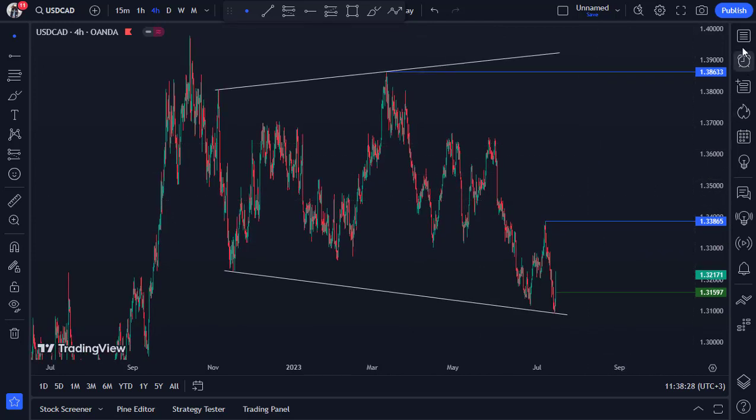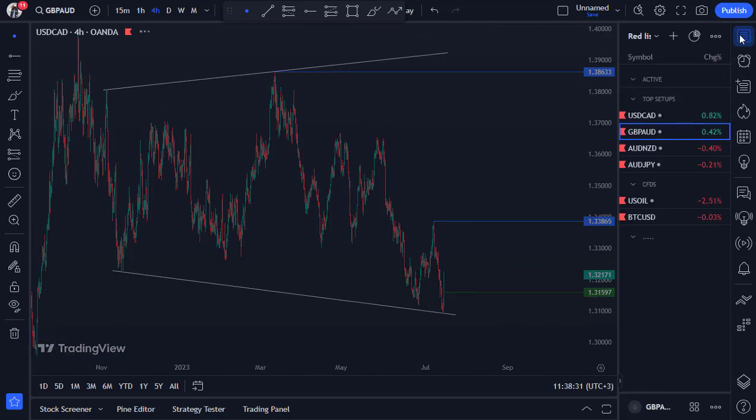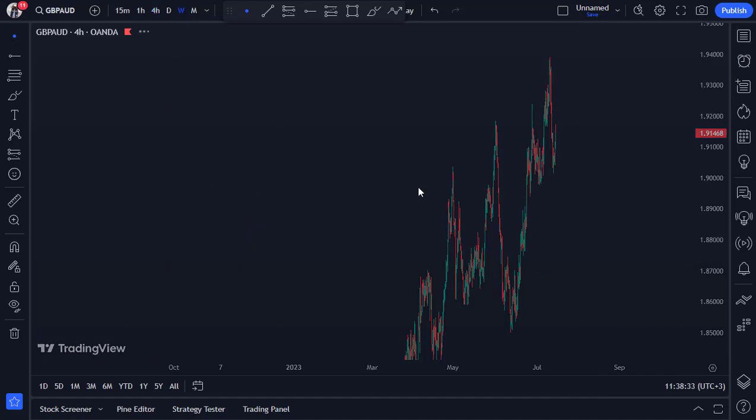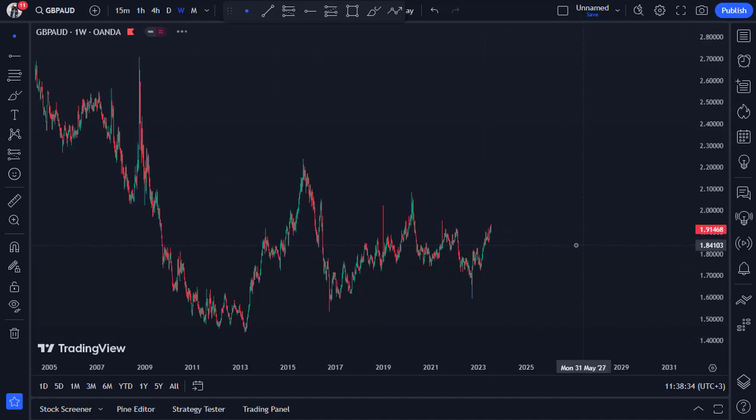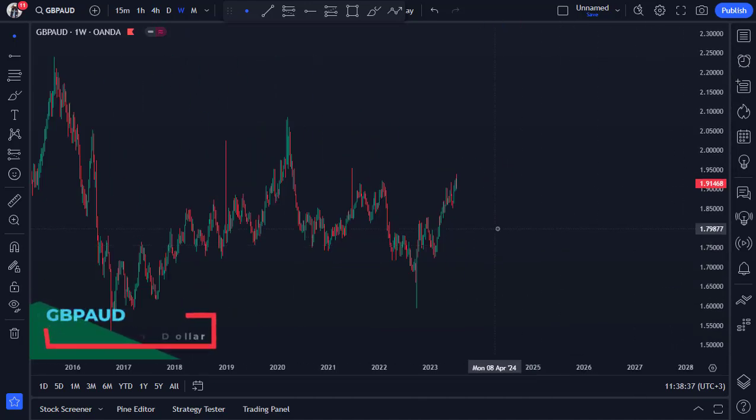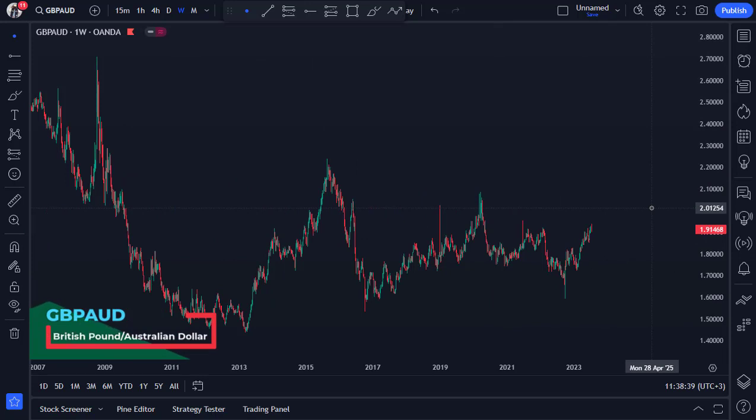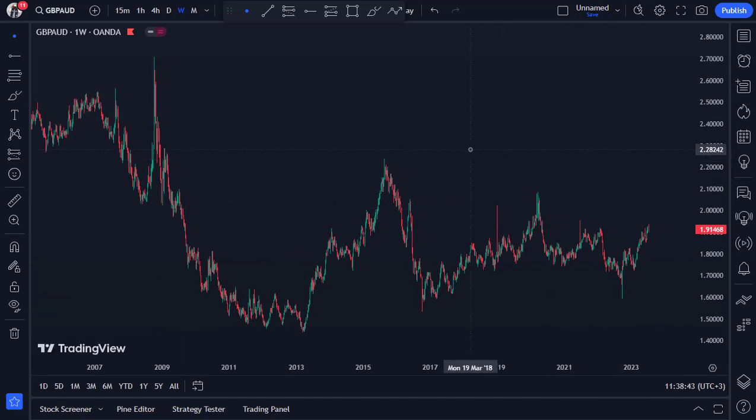Okay, now next one, we go to Pound Aussie. Okay, Pound Aussie, let's look at the weekly chart. Pound Aussie has been pushing to the upside on the weekly chart, and first and foremost, let's come up with the value areas. We'll see if they have been tapped, so that we know which direction we should be looking at.